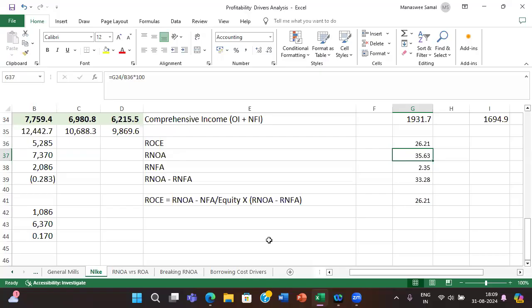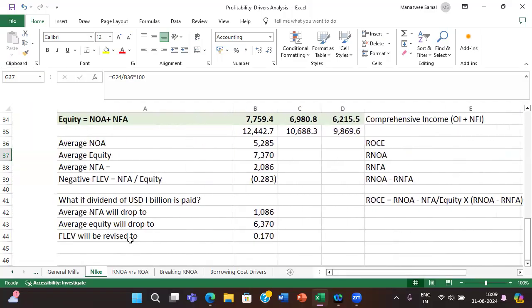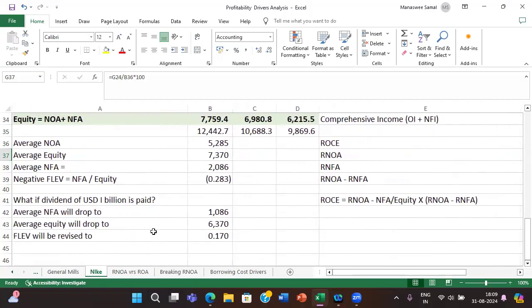That's the question. Given that question, we're just hypothetically asking, what if Nike had paid out $1 billion as dividend to the shareholders? Obviously, it's big money. If you want to pay out this dividend, you liquidate your financial assets, generate cash and pay dividend. In that case, just look at this number.